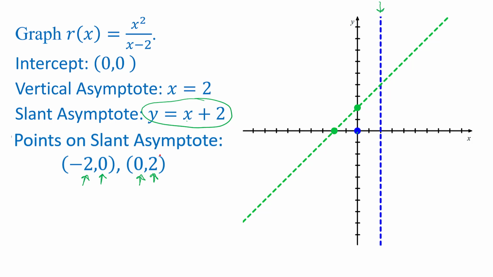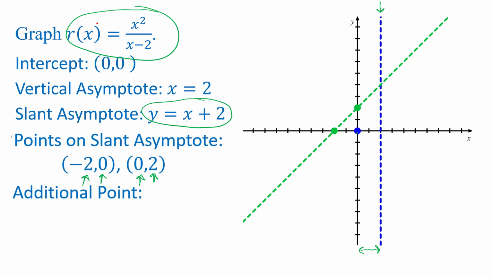Well, I don't know any actual points on the graph that are either above or below the x-axis, so I'm going to have to plot one somewhere. So remember that we need to find a point between x-intercepts and vertical asymptote. So I need to find a point right in this region between x equals 0 and x equals 2. What I'll do is look back at my function and use that function to find a point that would be on the graph.